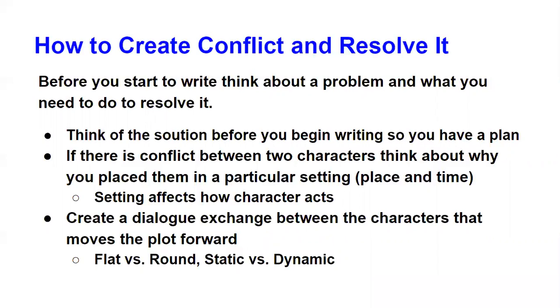Remember, if you're going to have two characters, there's going to be that flat or static character who's not going to budge throughout the entire story. And then there's going to be that round or dynamic character that is going to change. So, what's the dialogue that you're going to give each of those characters to move your story along to come to your resolution?